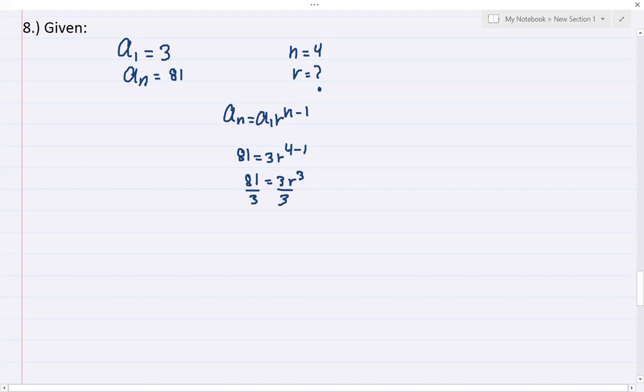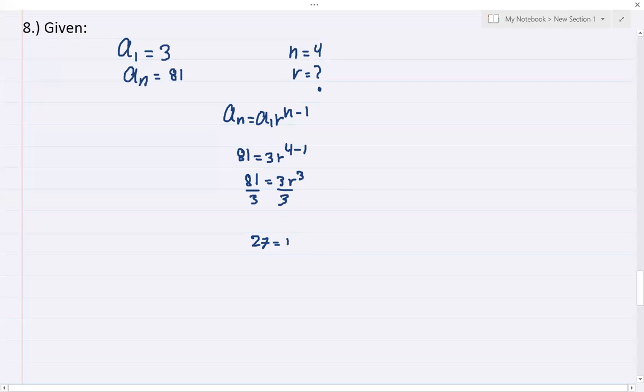I think this is 27, if I'm correct. Yep, I'm correct. So, divide both sides by 3. You will have 27 is equal to r cubed. And since we are asked to find the r only, then you're going to cube root both sides.